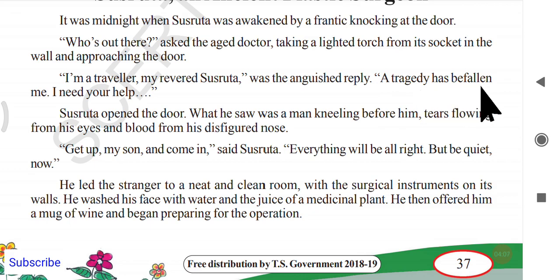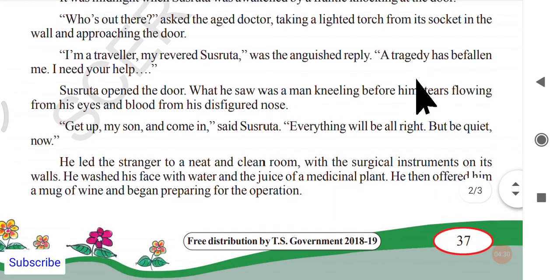So a tragedy has befallen me. I need your help. Tragedy in the sense you can understand it like a pain. Okay, I have some pain or I am in some trouble. Okay, so I'm a traveler, dear Sushrutha, respected Sushrutha. I'm a traveler and I'm in some problem. Okay, I'm in a dangerous problem or I'm in trouble. Please help me, I need your help. He was saying like that.